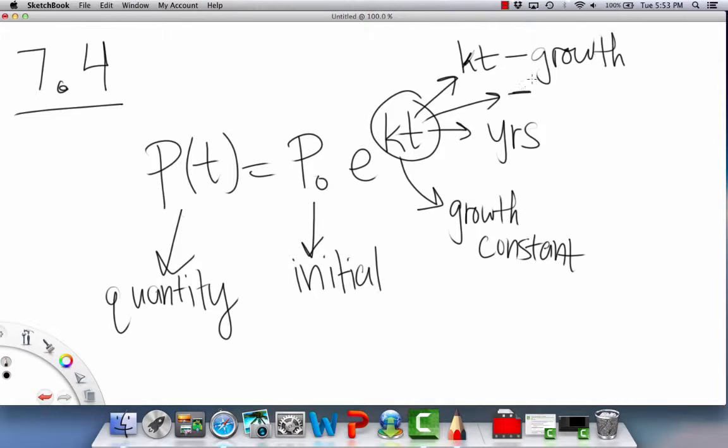And a negative kt in your exponent, so sometimes you'll see some number in front for P naught, and then e to the negative kt, that shows decay. Okay? That's frequently used when you're dealing with radioactive elements and when it decays over time. Alright, so moving on. Next slide.